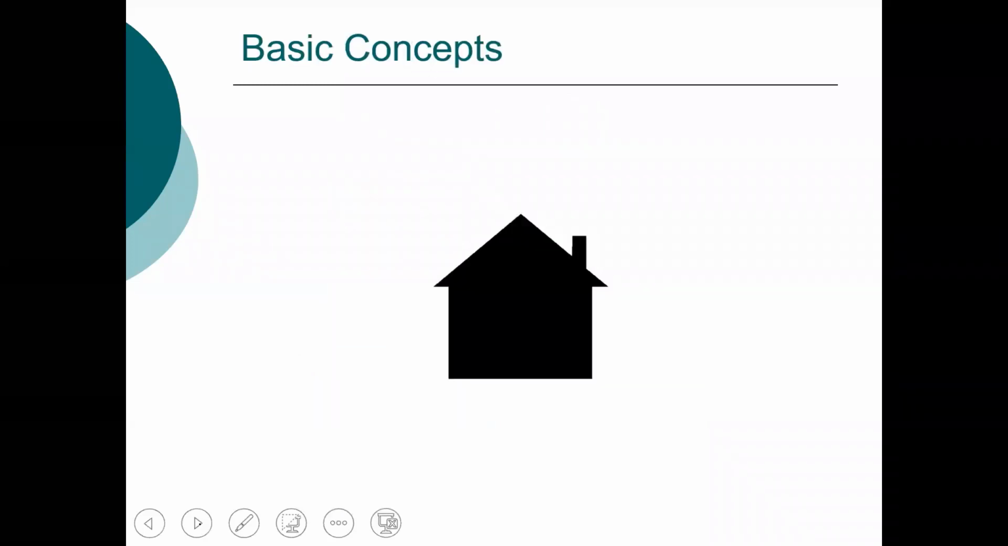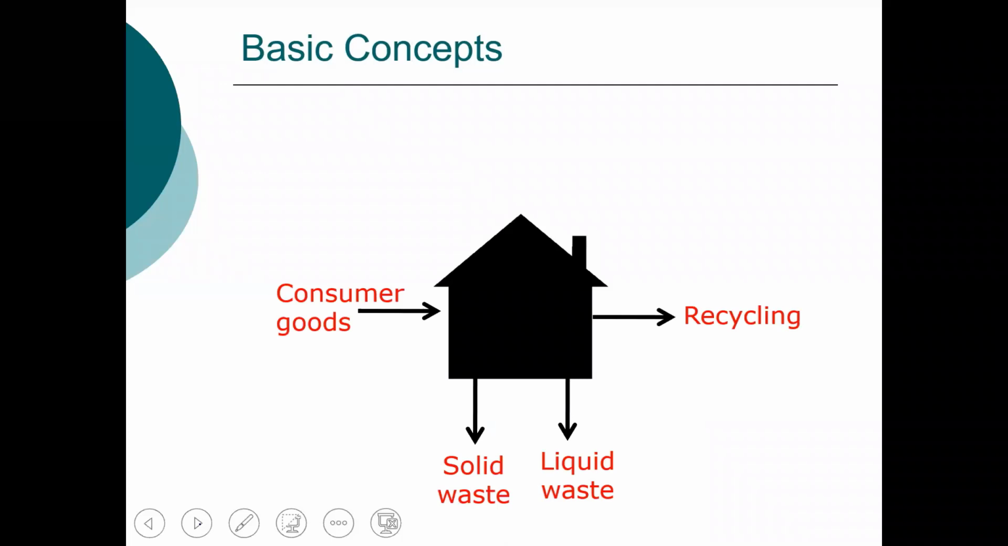So let's look at a mass balance. Look at a simple one. And here we have a house. We're going to look at consumer goods. We're not going to talk about food, but we'll talk about the food packaging. We will talk about if you bought a new TV, but basically anything that is non-edible. We have consumer goods entering.